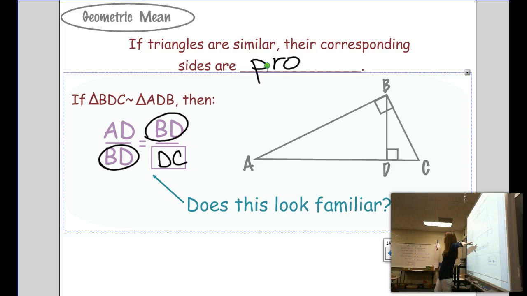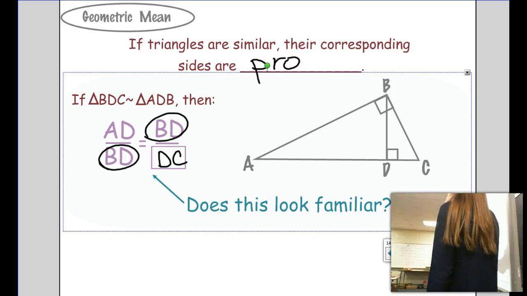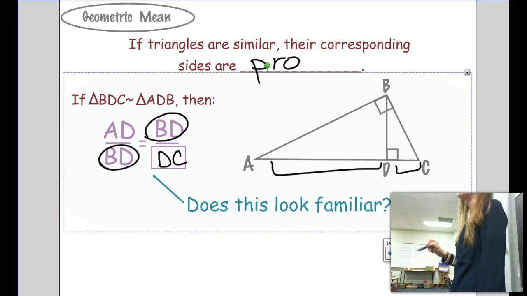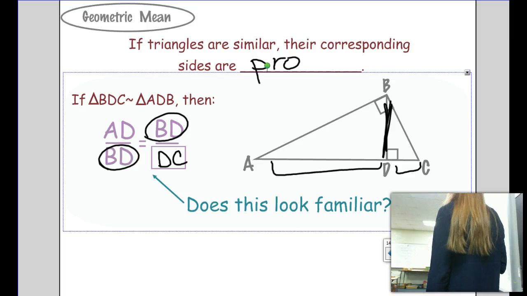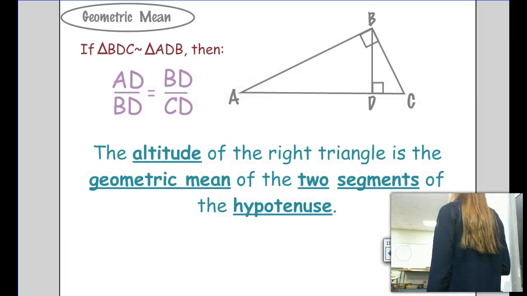What is BD in the triangle? Is it a leg? Is it a hypotenuse? It's the altitude. So an altitude is the geometric mean between, what's AD? Segment. And what's DC? The other segment of the hypotenuse. So the altitude is the geometric mean between the segment and the segment. And that's what we're going to write down.